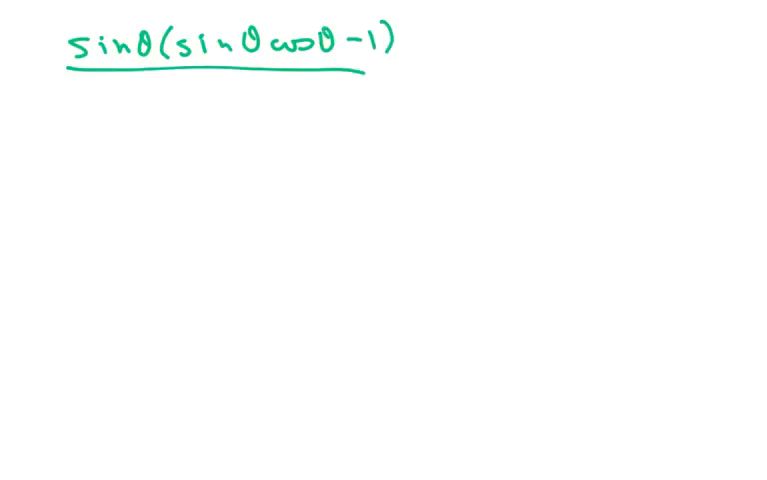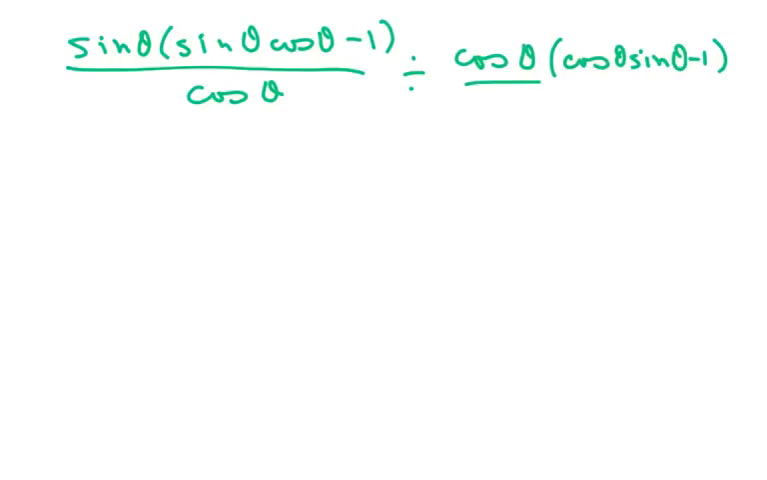We have sine theta cosine theta minus 1 over cosine, divided by cosine theta sine theta minus 1 over sine of theta. Now remember, all you have to do is change that to a multiply, and then you flip those two.